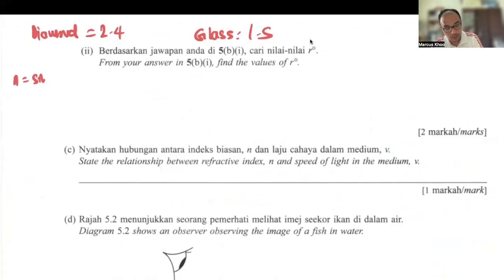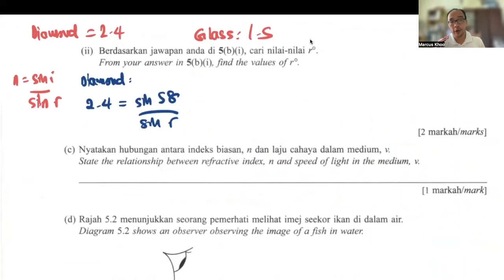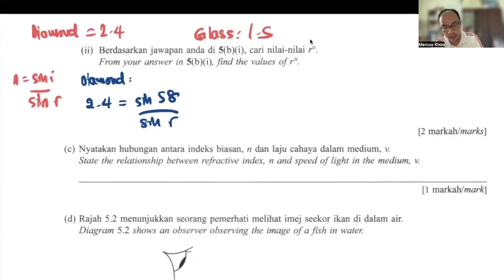So for diamond, it will be 2.4 equals sine 58 over sine R. Okay, sine 58 over sine R. So of course, this needs to be very carefully calculated. First, you find sine 58, or you transfer it first. So sine R equals sine 58 over 2.4.